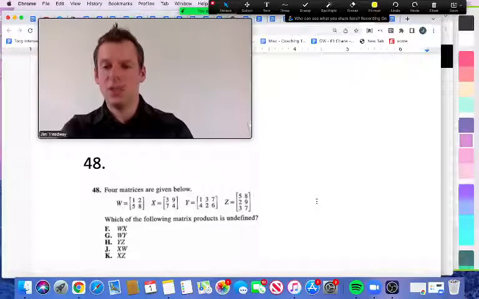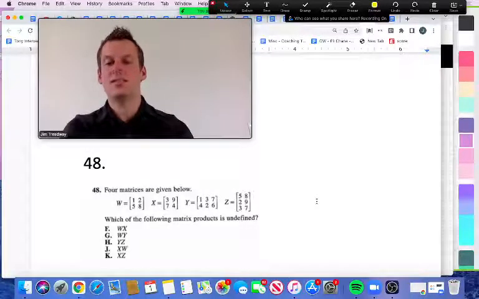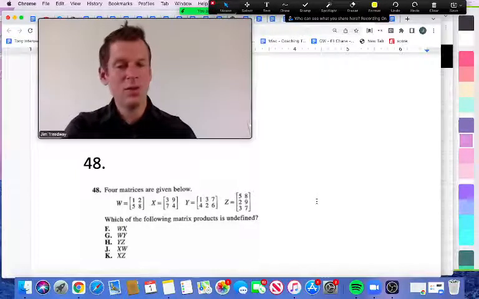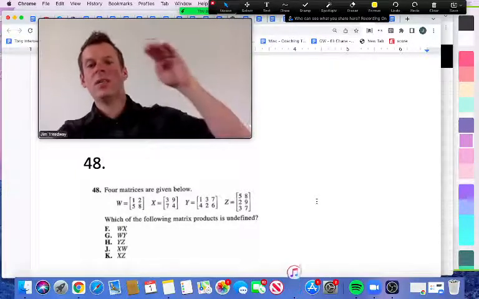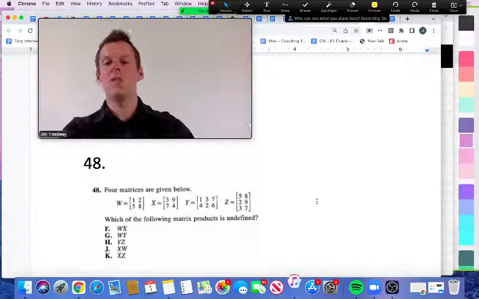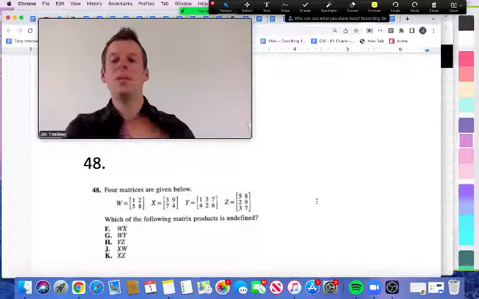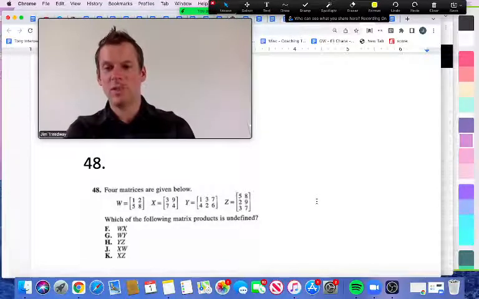Now let's check G. Can we multiply WY? W has 2 columns. Y has 2 rows. Columns go vertically, rows go horizontally. So you could multiply WY. G will not be the answer. G will not be undefined. It would be undefined if you couldn't multiply the two matrices.